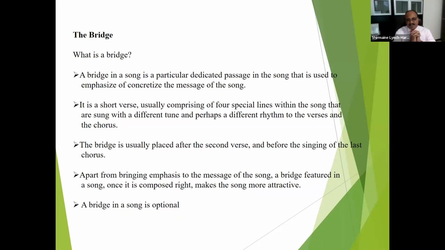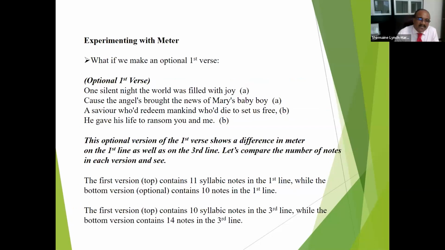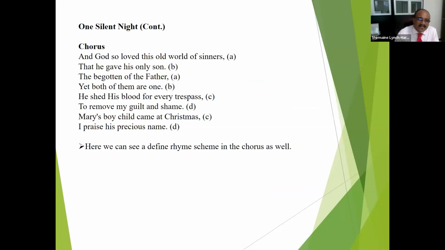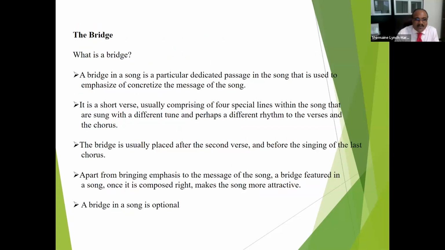And that's it for rhyme and meter. Now we go to bridge. What is a bridge? A bridge in a song is a particular dedicated passage in the song that is used to identify or emphasize or concretize the message of the song.